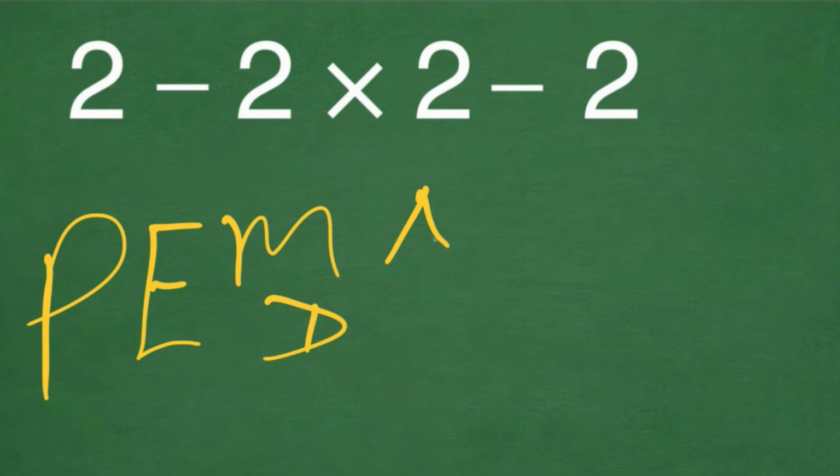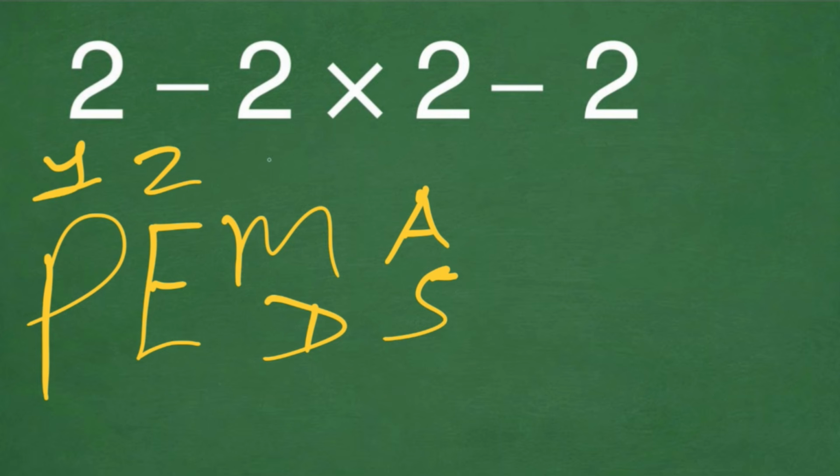so according to the rule PEMDAS, P stands for parentheses, E stands for exponent, M and D stand for multiplication or division, A and S stand for addition or subtraction. Accordingly, the first thing to solve is parentheses, right? Parentheses is priority number 1. And the second thing to solve is exponent. And exponent is priority number 2.